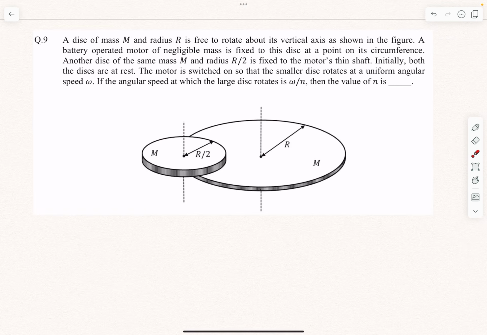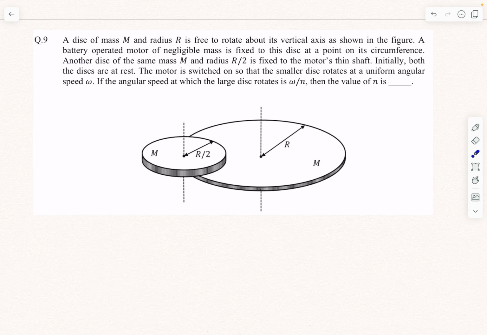So this is problem number 9. It's from rotational mechanics. So we have a disk whose mass is m and radius is r, and it is free to rotate about a vertical axis as shown in the figure. A battery operated motor of negligible mass is fixed to this disk at a point on its circumference. So the motor is kept on the circumference of this bigger disk and it is right under the smaller disk. Another disk whose mass is capital M itself and radius is r by 2 is fixed to the motor's thin shaft.